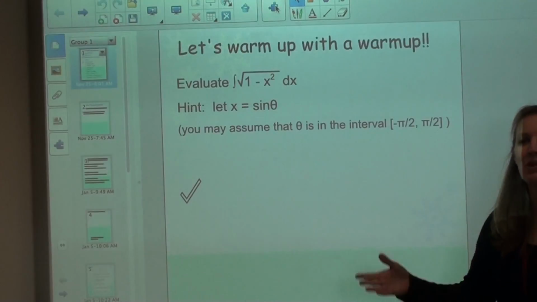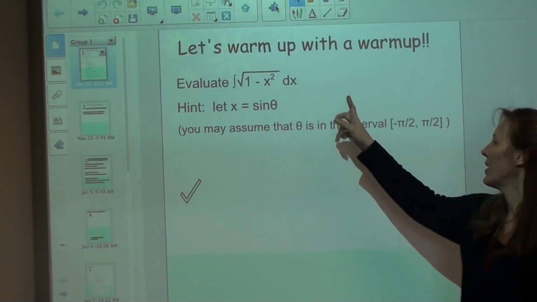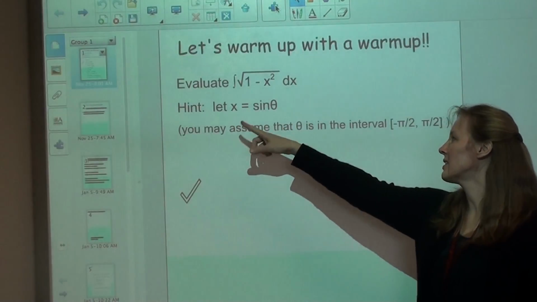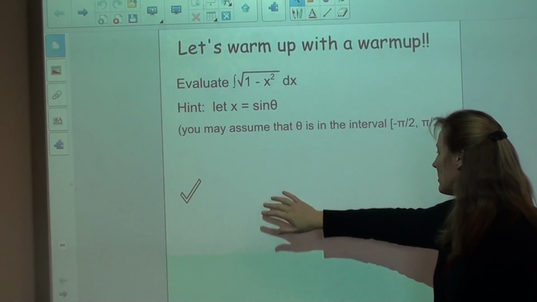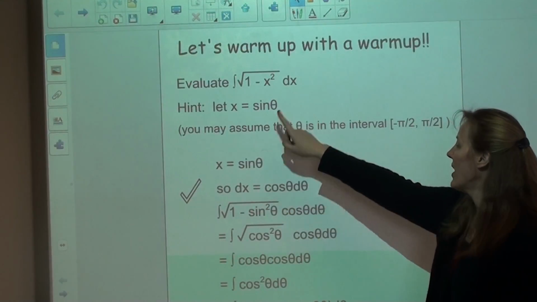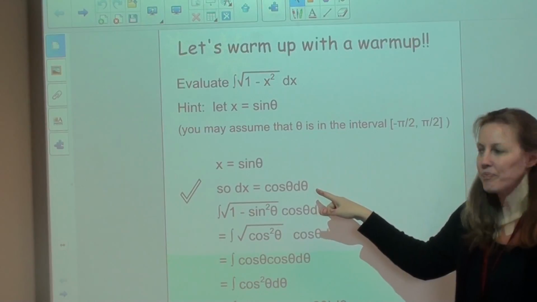So, today we're going to start by going through the warm-up, which is evaluating this integral. You had a hint: let x equal sine theta. I'm going to go ahead and just put up the solution. If x is sine theta, your dx is cosine theta d theta.